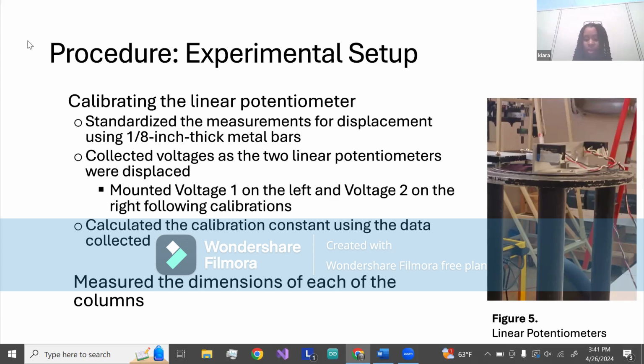As you can see in the image on the right, voltage 1 was later mounted on the left, and voltage 2 was later mounted on the right. After this, we measured the dimensions of each column. They were the dimensions that we saw earlier on the previous slide.